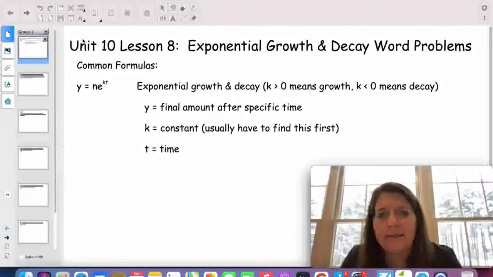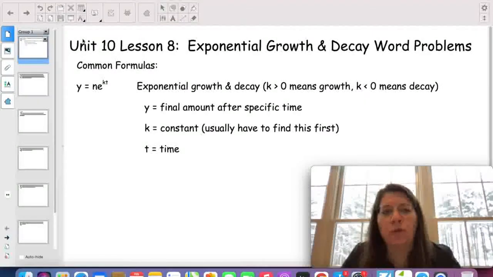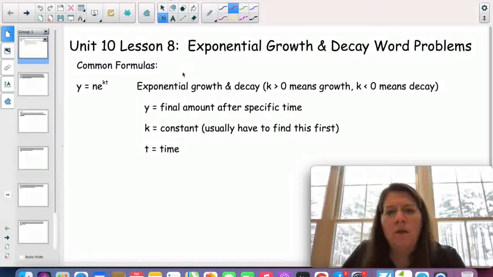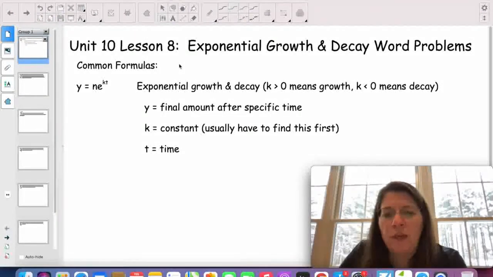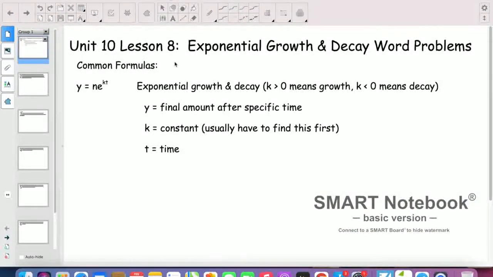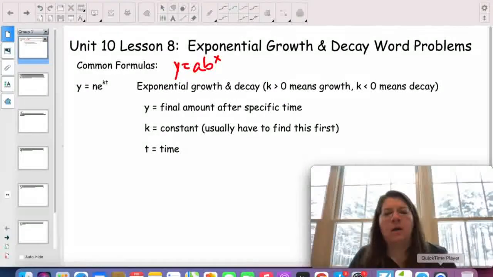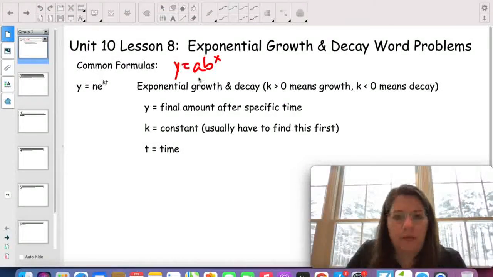This is Unit 10, Lesson 8, Exponential Growth and Decay Word Problems. Remember earlier in the chapter, we used the equation y equals ab to the x. And that was our exponential growth and decay equation. The a was the initial amount.